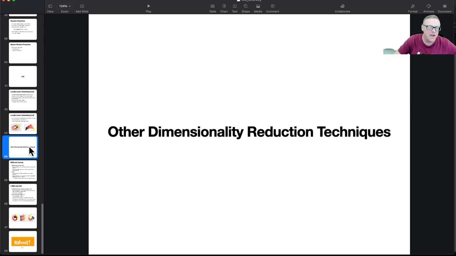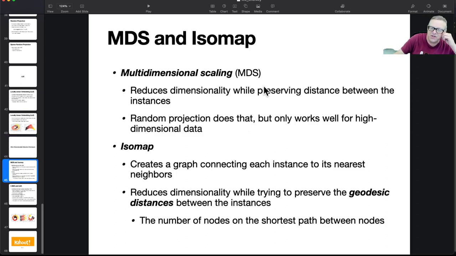All right, there's other techniques, like multidimensional scaling, which preserves distances between the instances. And then there's isomap, which creates a graph connecting each instance to its nearest neighbors. So it tries to preserve the geodesic distances, which is the number of nodes on the shortest path. So this reminds me of graph theory, where they talk about structures, and it doesn't matter how they're distorted. What matters is how the nodes are connected to each other. So this is one way to sort of unfold something.